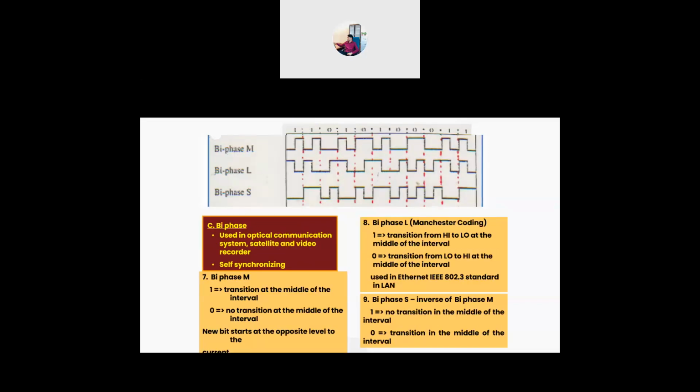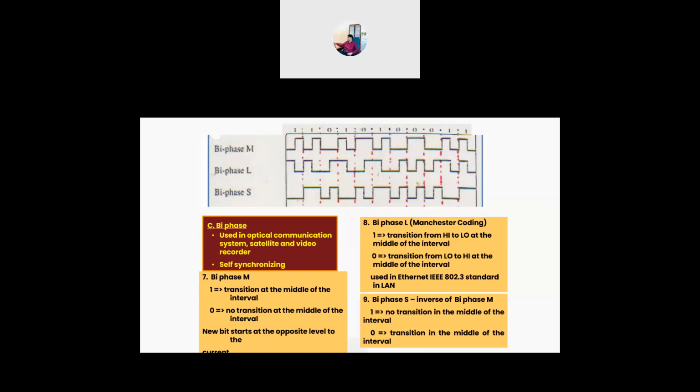Next is biphase. Biphase is used in optical communication systems, satellite and video recording. It has self synchronizing. So here you have biphase L, Manchester coding, biphase M and biphase S. So we go to this biphase M first.